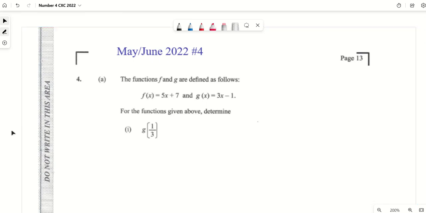So the question says that the function f, okay, so the question was saying that f of x is 5x plus 7, and g of x is equal to 3x minus 1. For the function given above, determine g of a third. Now, obviously, because they asked for the function g, we would not use function f. We will only be using this equation, where g of x is equal to 3x minus 1.